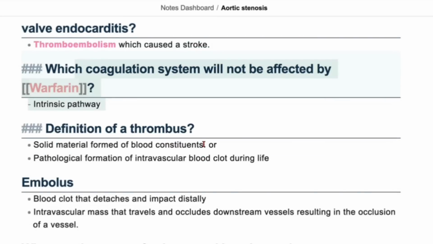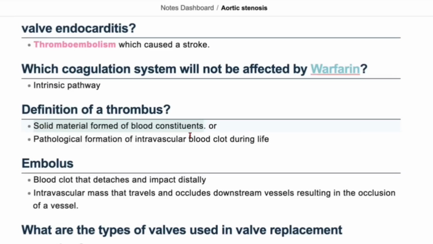Definition of a thrombus. I know everybody goes for this one. That's why I've written it, but I don't like it. I like the second one more. This is from Robbins: it's a pathological formation of an intravascular blood clot during life. Okay, so this is the definition from Robbins Pathology. I like the second definition more than the first one. It's much more accurate: it's an intravascular mass that travels and occludes the downstream vessels, resulting in occlusion of that vessel. They give the same meaning. You're just using slightly more complex words, which they like, basically.